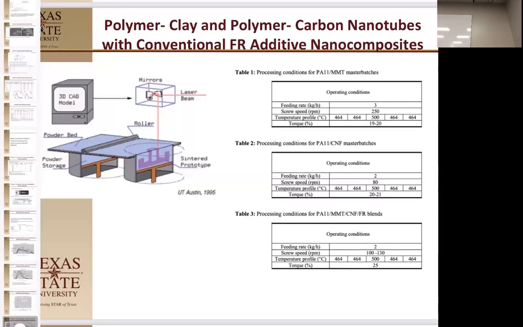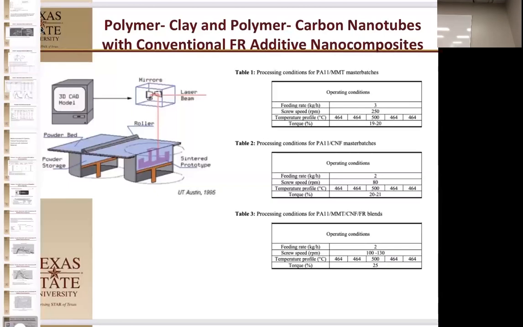Okay, now when they did the carbon nanotubes, they used a carbon nanofiber, sorry, they used a slower feed rate and a slower screw speed, but the same temperature profile. Okay? And notice their torques are about the same here.